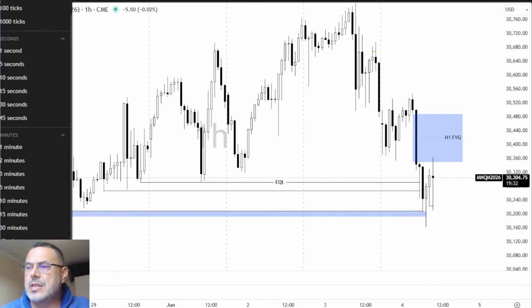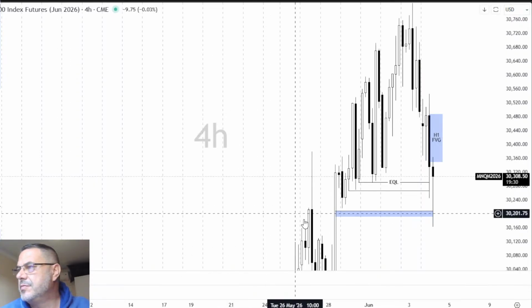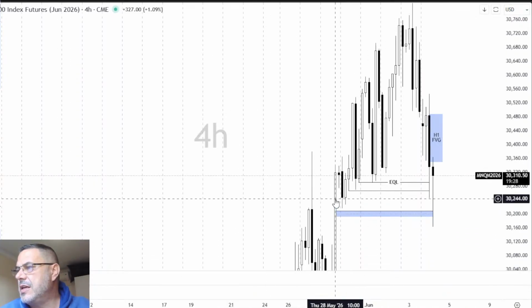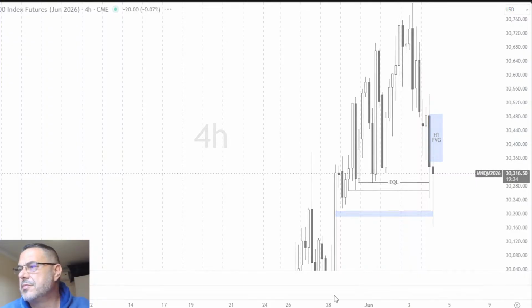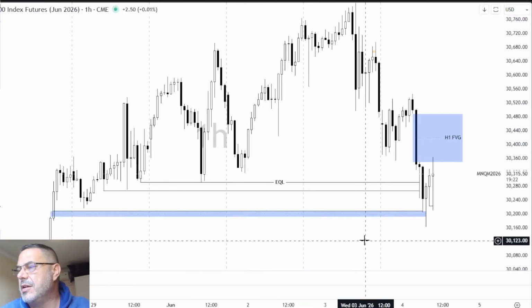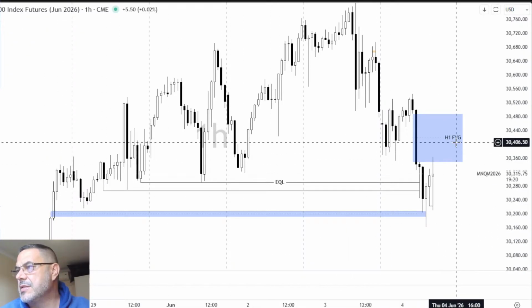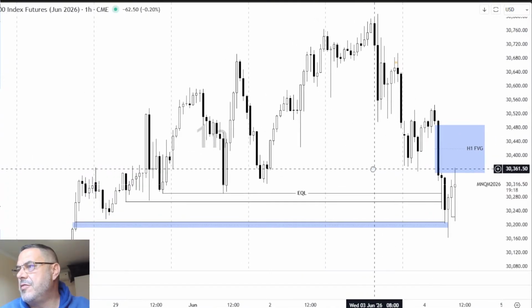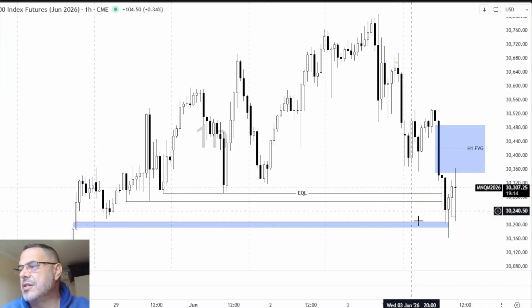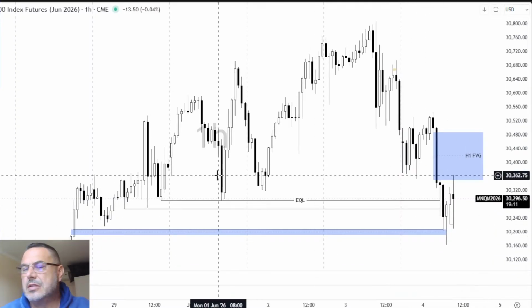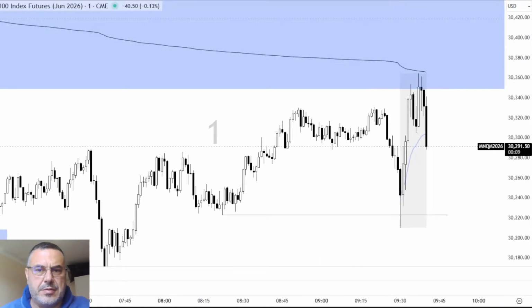Let's mark this out on the 4-hour quickly. So there's that fair value gap, and that's on the 1 hour as well. There's the fair value gap. So it's bouncing off that, bouncing off this one. So you're stuck, and that could turn into a consolidation. Yeah, that's basically what I'm saying.